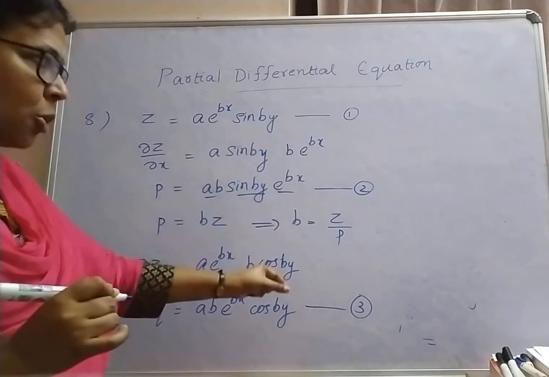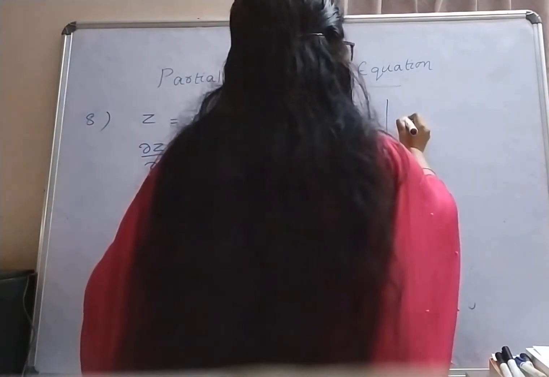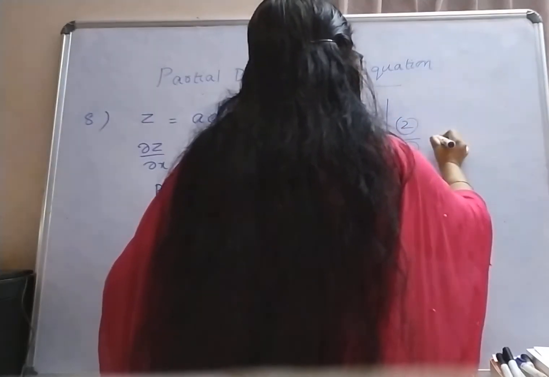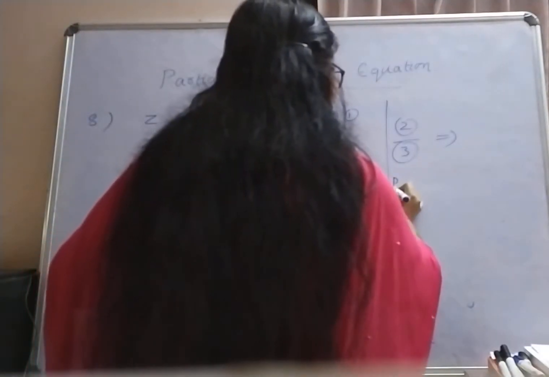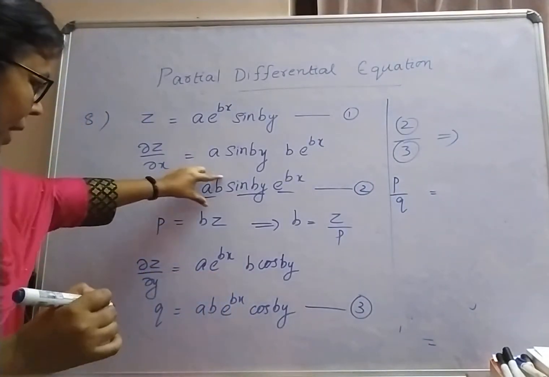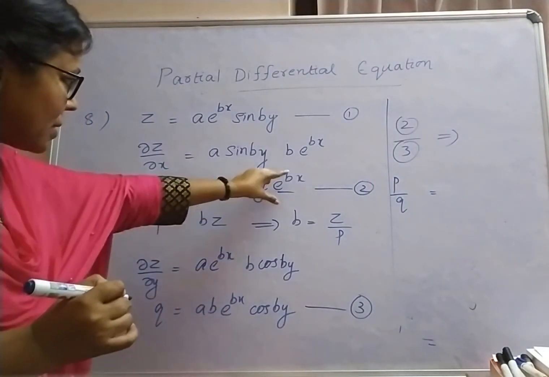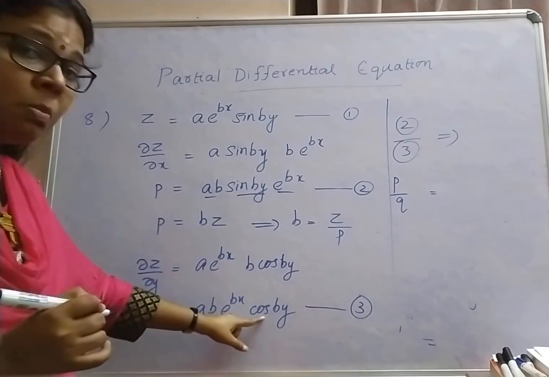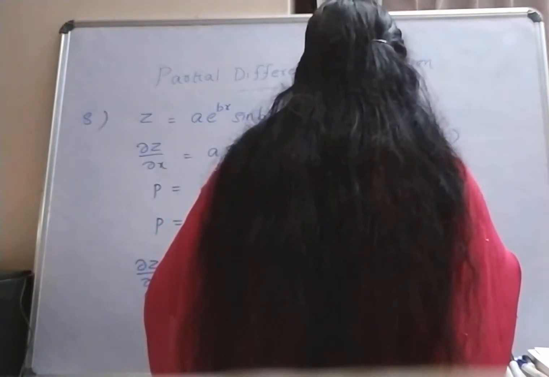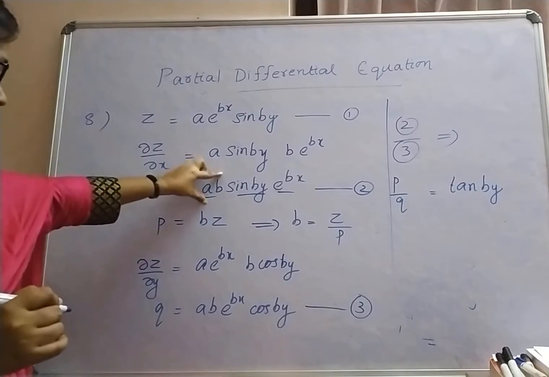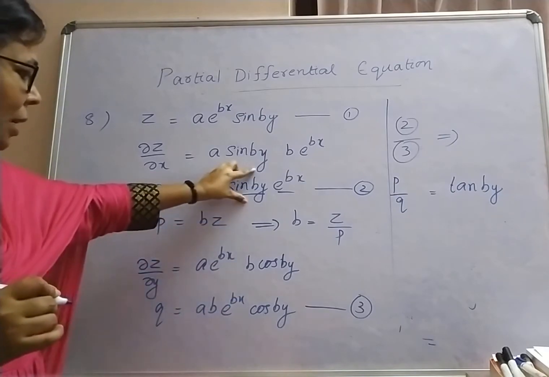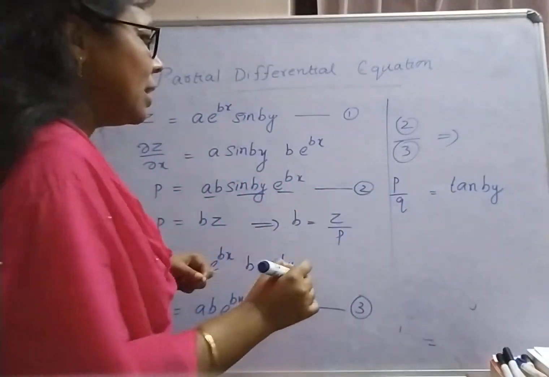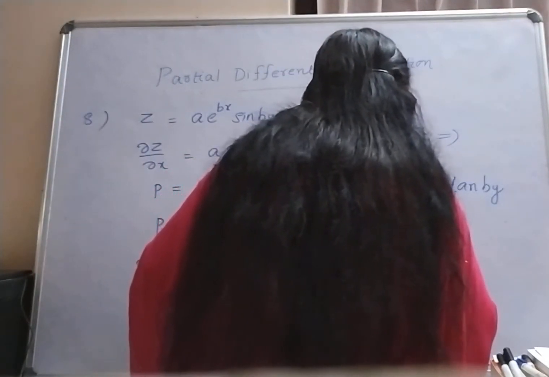For this, we have to divide 2 by 3. By dividing p and q, p by q equal to, by division, ab gets cancelled, e raised to bx gets cancelled, then sin by by cos by is tan by. Here p equal to q tan by.